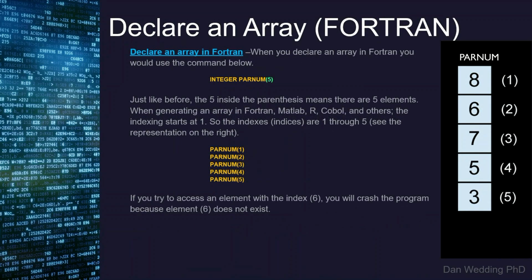When you declare an array in FORTRAN, you would use the command below. Just like before, the 5 inside the parentheses means there are 5 elements. When generating an array in FORTRAN, MATLAB, R, COBOL, and others, the indexing starts at 1, so the indexes are 1 through 5. If you try to access an element with the index 6, you will crash the program because element 6 does not exist.